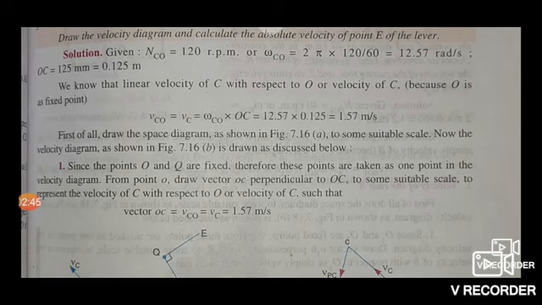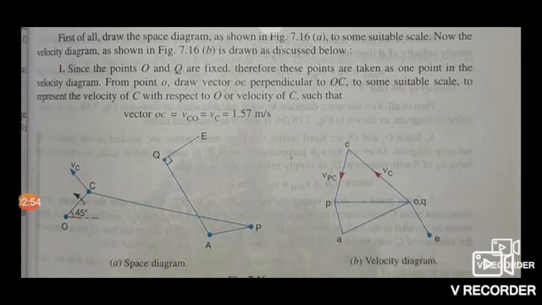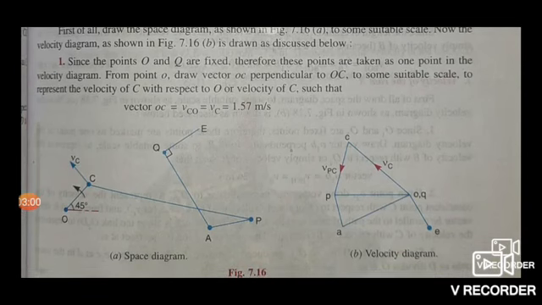First of all, draw the space diagram as shown in figure 7.16a to some suitable scale. Left side A is the space diagram. Then velocity diagram 7.16b. To draw the velocity diagram, first, since the points O and Q are fixed, both are taken as one point in the velocity diagram.